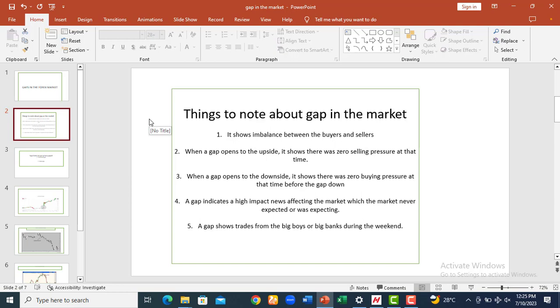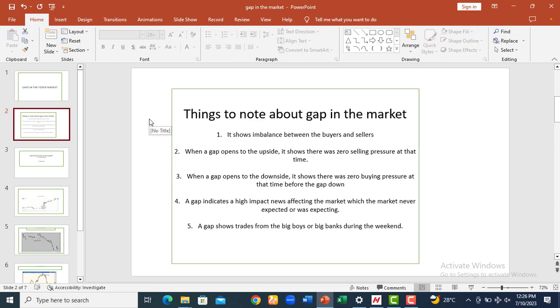A gap indicates a high impact news affecting the market which the market never expected. Now let me explain this. A gap simply shows, or is trying to tell you, that most times when you see a gap in the forex market, there is news coming out. When a high impact news shaking the market is released, you see a gap in the market.